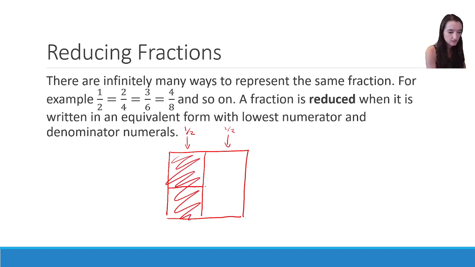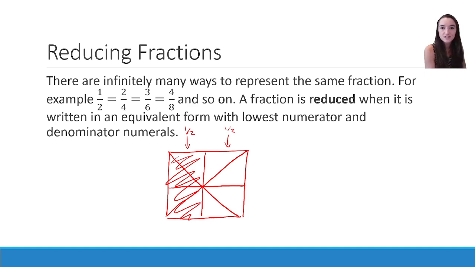Okay, now what if I split this into 4? 2 out of those 4 are colored in, but I didn't change what I colored. So 2 out of the 4 is still 1/2 of the square. If I draw a couple more lines here, now there's 8 pieces. 4 of those 8 pieces are colored in. 4/8 is 1/2, right? That's all that means. Those are all equivalent. We can see that visually. It takes up the same amount of our whole.